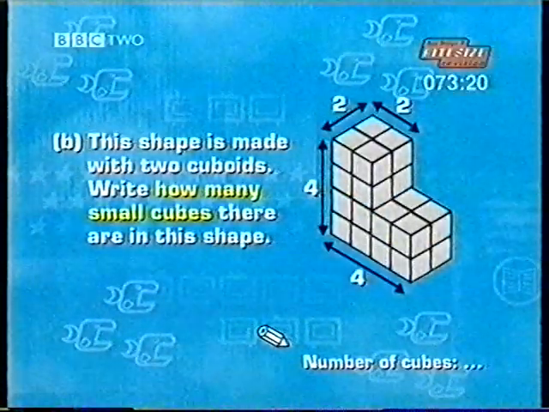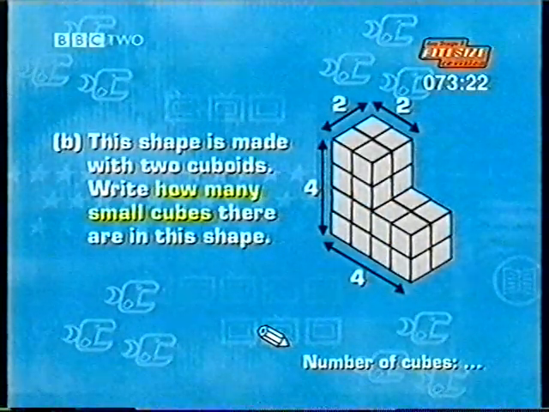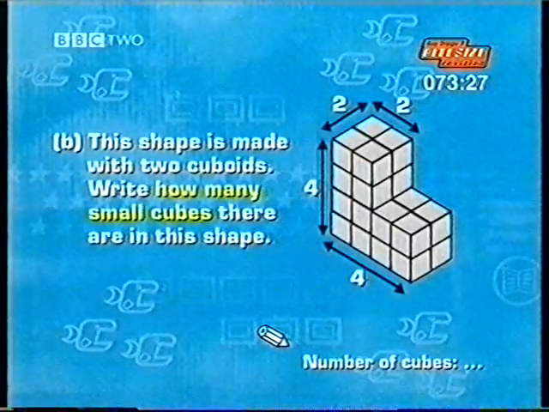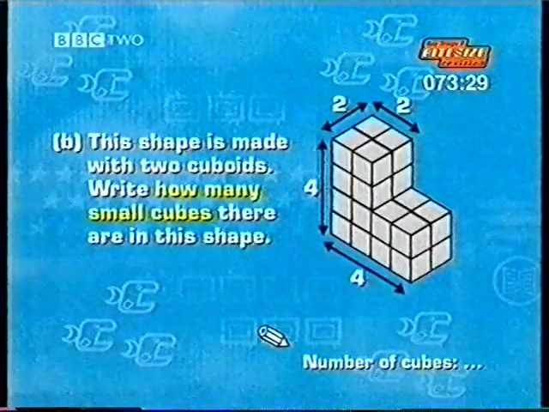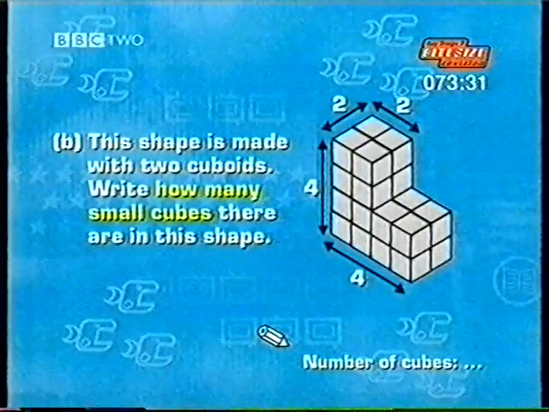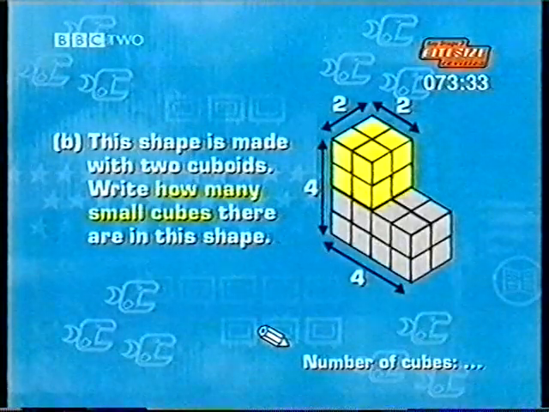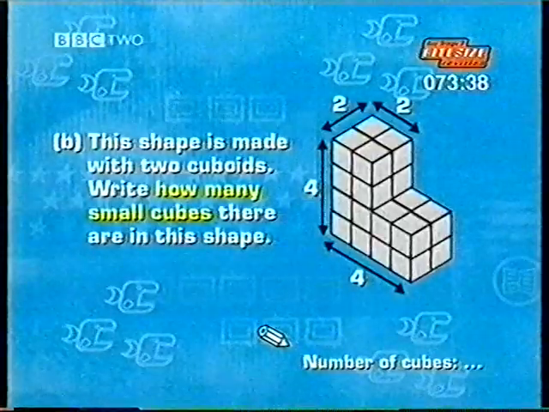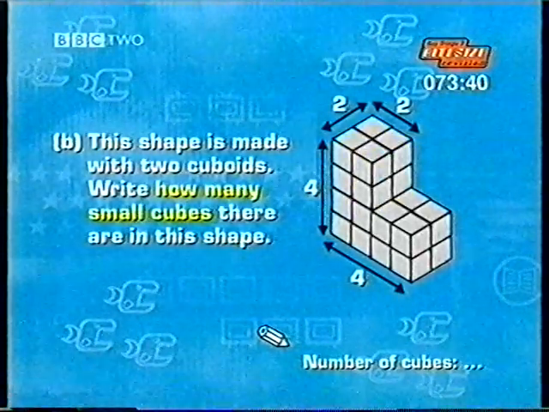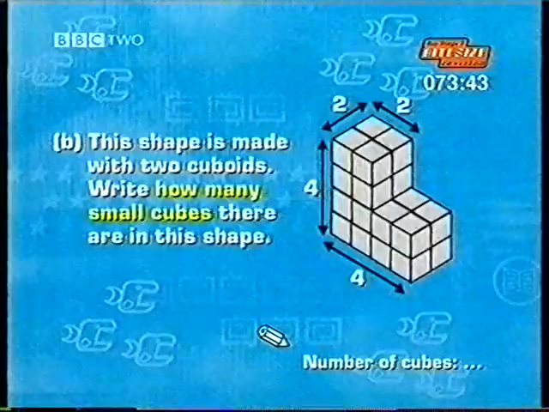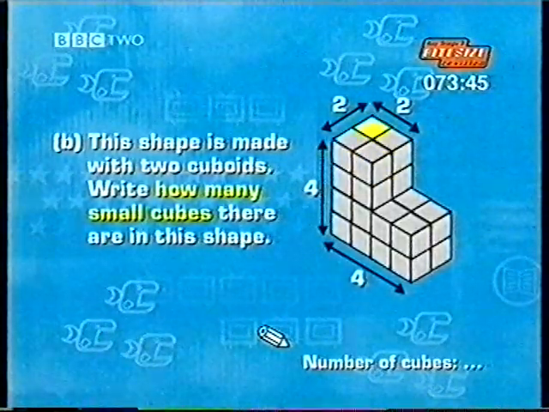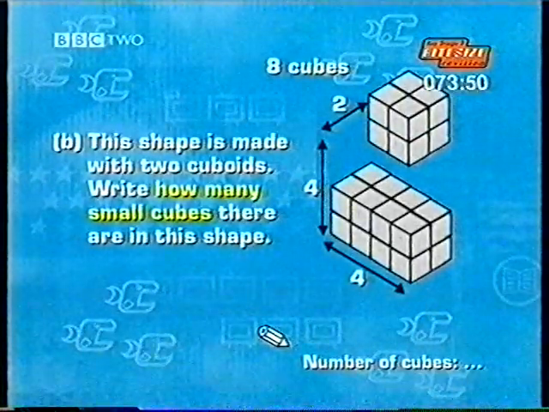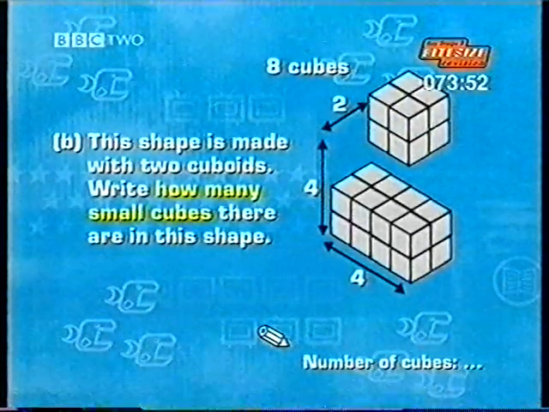Part B. This shape is made with 2 cuboids. Write how many small cubes there are in this shape. Try to identify the 2 cuboids. There is one here, and there is also this one here. Look at this cuboid first. You can see that this one is made up of 1, 2, 3, 4 on the top and 4 underneath. That's 8 cubes there.